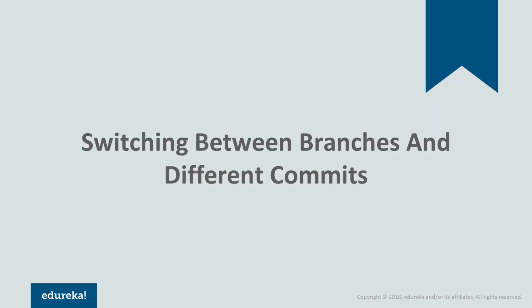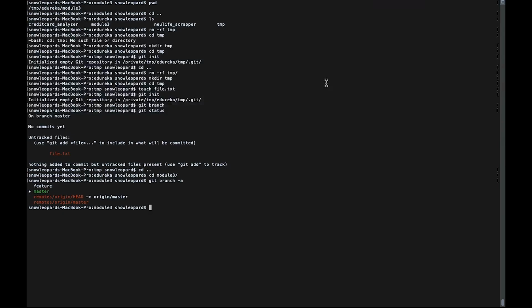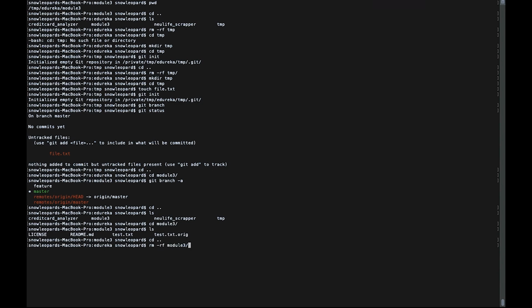Now, switching between branches and different commits. To switch to a particular branch, we already know how to clone it, but before we move any further, let's clone it again. So I'm going to remove the module 3. Okay, I'm going to leave module 3 and I'm going to clone it again.